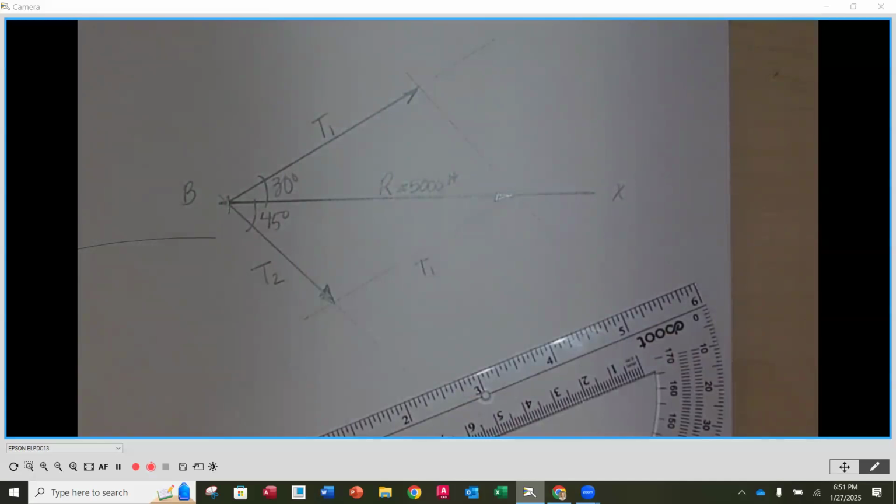Okay, so the question wants to know what T1 and T2 is, right? It wants to know what is the tension in each one of those. We know the angles that they're at. So when we look here, thoughts. We know the cosine law. We know the law of sines. Can we use either or both of those to get started here?